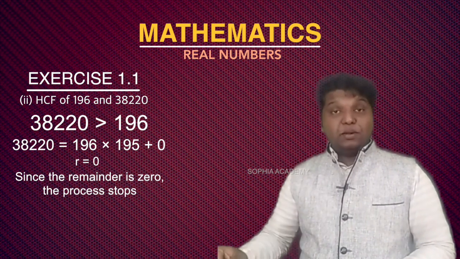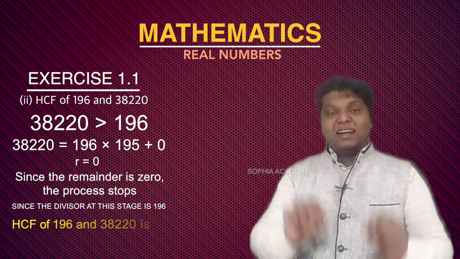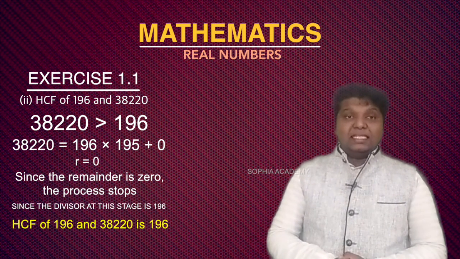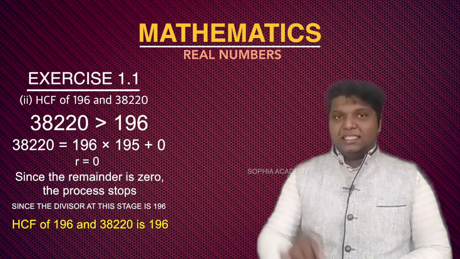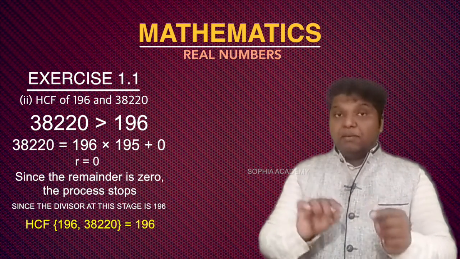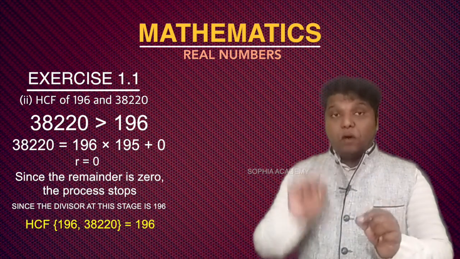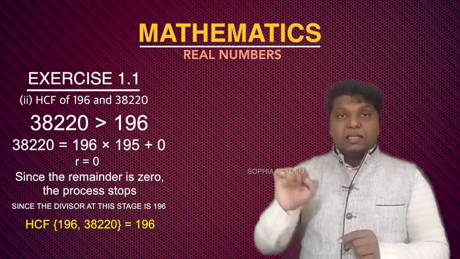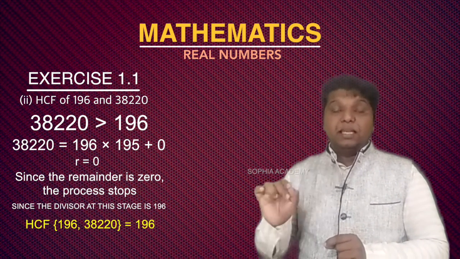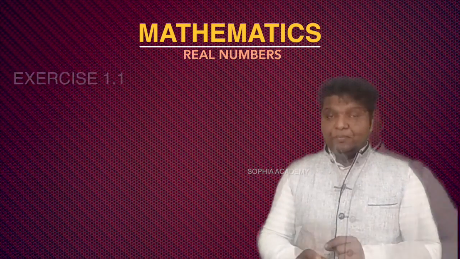And now, as we got the remainder 0, tell me, what will be the HCF? That is 196 itself. So the HCF of 196 and 38,220 is 196. We will write it as HCF of, within brackets, but we will read it as "HCF of", never "HCF bracket". HCF of 196, 38,220 is equal to 196. Clear?